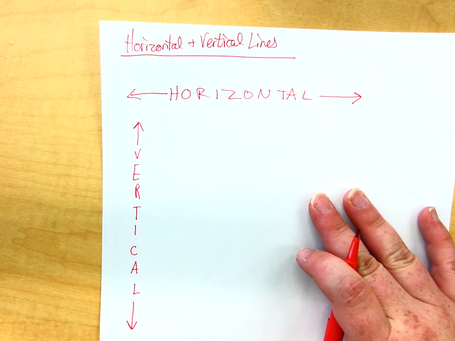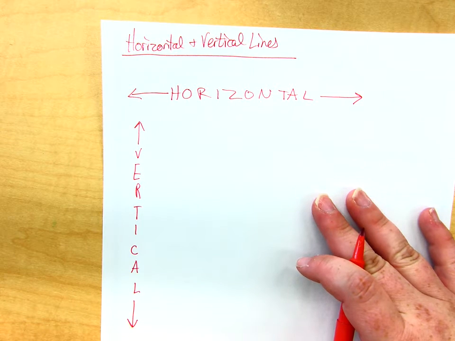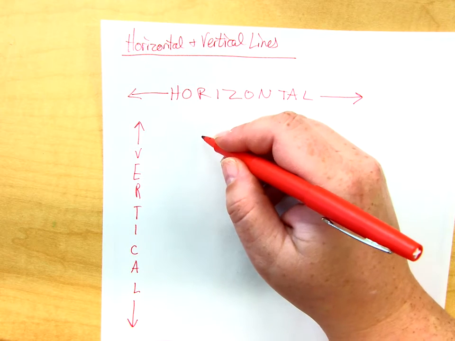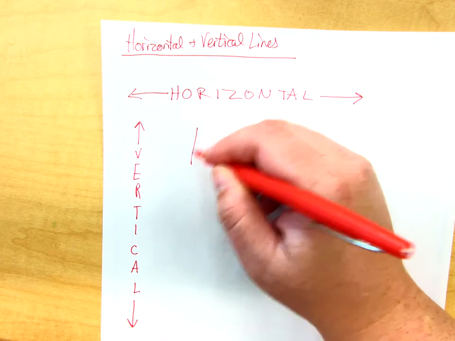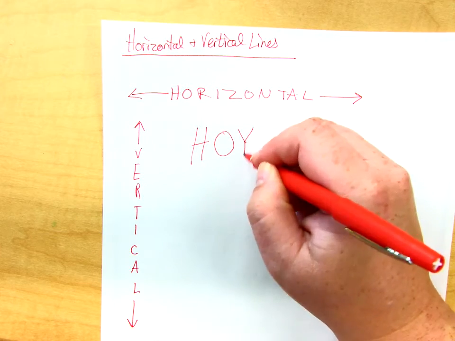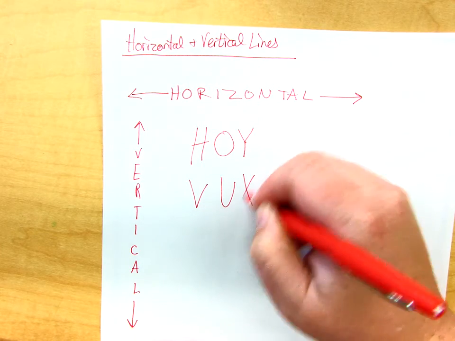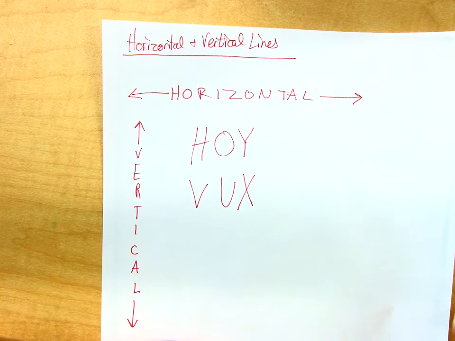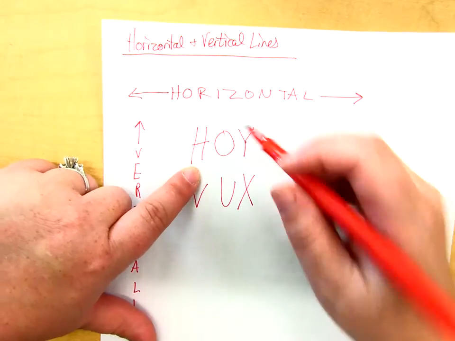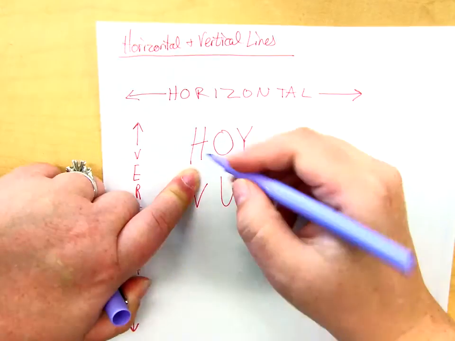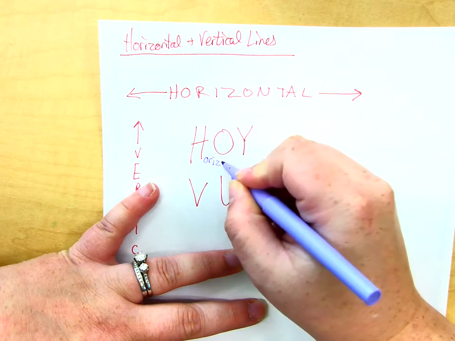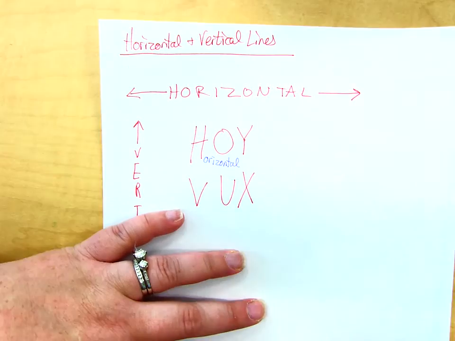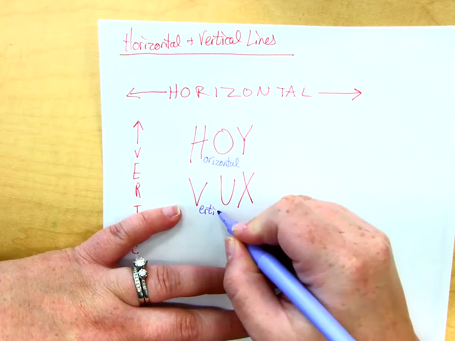Now, I'm going to teach you this neat little mnemonic device to help you remember all the pieces. So, we remembered two words. Have you heard these words before? HOY VUX. Did anybody ever tell you this before? No? Okay, let me break it down for you. So, HOY. The H in HOY stands for horizontal. So if you have a horizontal line, you're going to be dealing with HOY. Obviously, V stands for vertical, so if you have a vertical line, you deal with VUX.